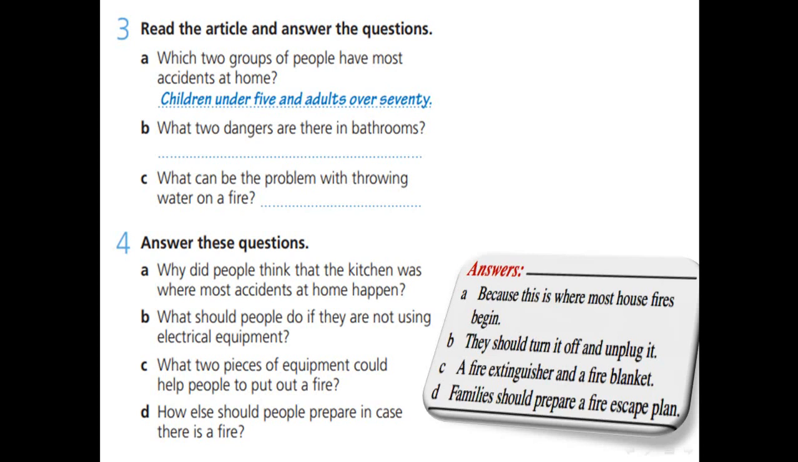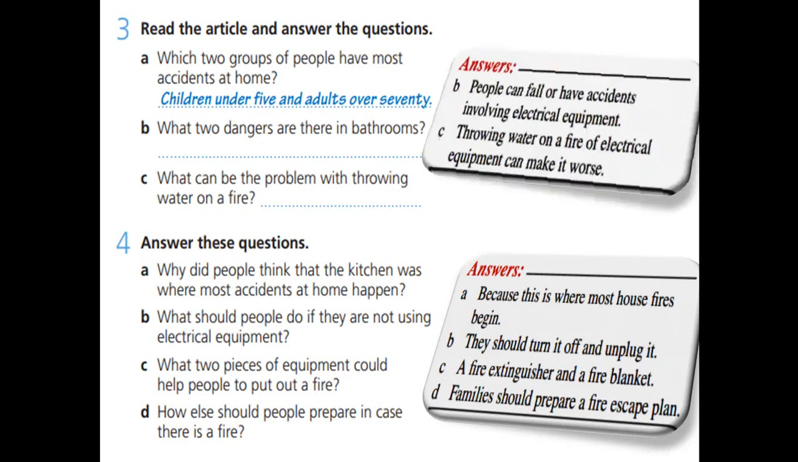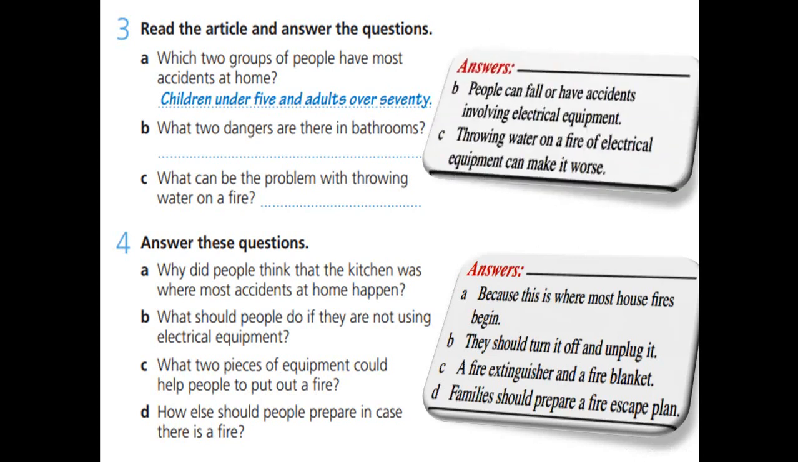Okay, now we come to exercise number 3. Read the article and answer the questions. Which two groups of people have most accidents at home? Of course, they are children under 5 and adults over 70.